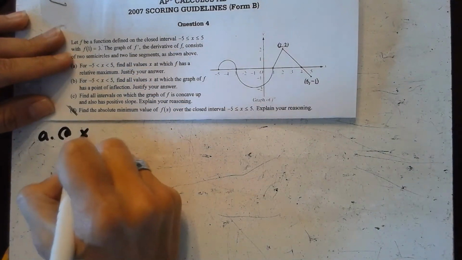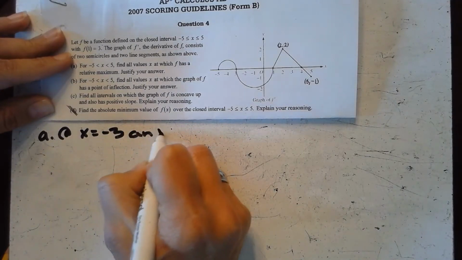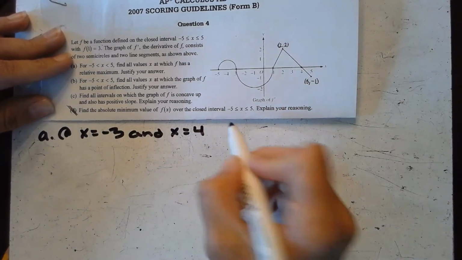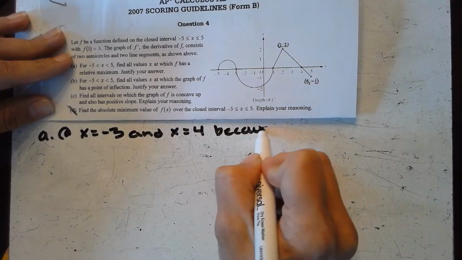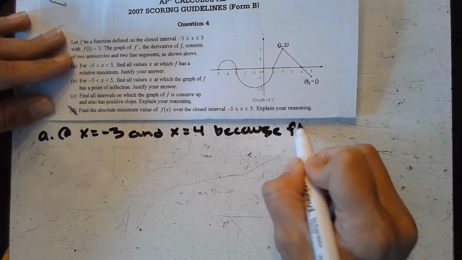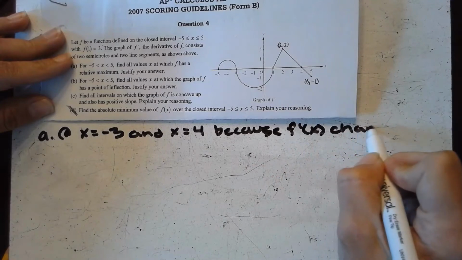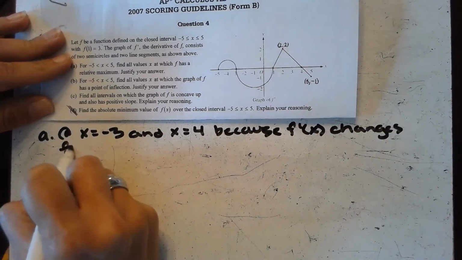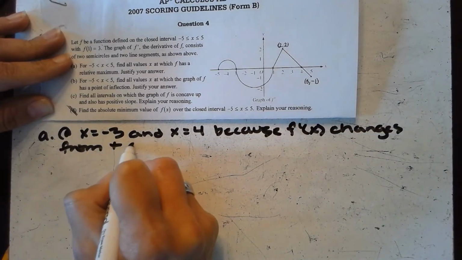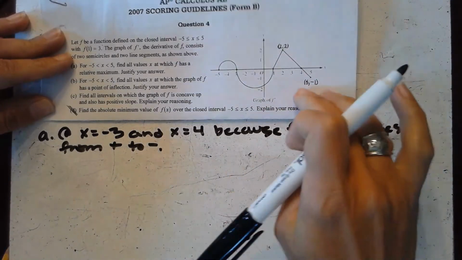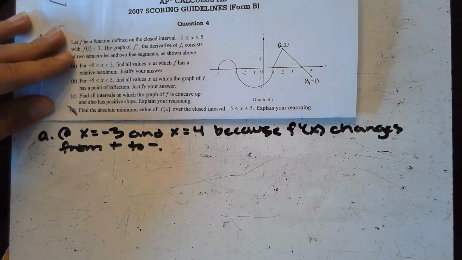So at x equals -3 and x equals 4, because f prime of x changes from positive to negative. All right, so make sure you have justification and make sure it makes sense. Sign lines, again, do not give you any points. Okay, you have to explain. All right.